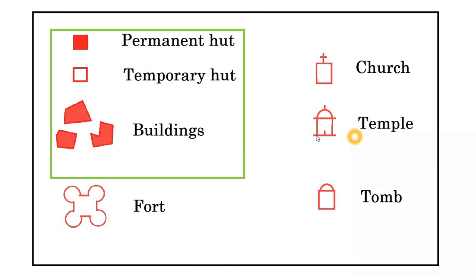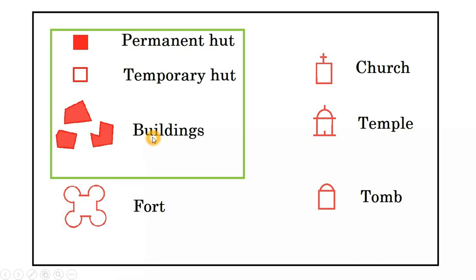Permanent hut, temporary hut, and buildings, these are all part of settlement. Permanent hut means a permanent house, a pakka house where people live for a long period of time, and temporary hut is a hut or a building which is constructed for short term stay. Then we can see other buildings also, like a post office or police station or bungalows or other buildings, which may be in different shapes and different sizes. So these are also seen in settlements.